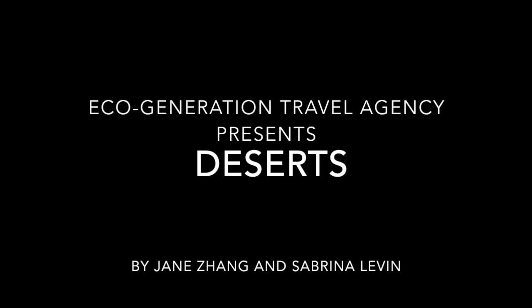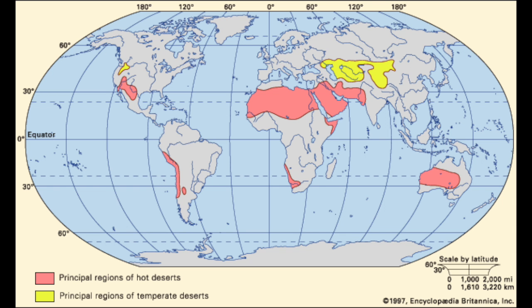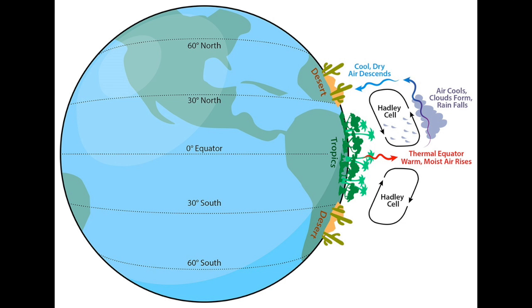Let's take a closer look at the deserts of the world. Here you can see a few of the world's deserts. Notice that most of the deserts are around the 30 latitude mark. This is due to Hadley-style air currents.